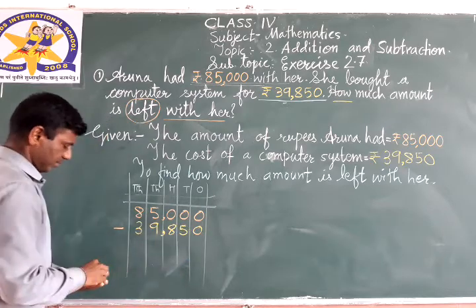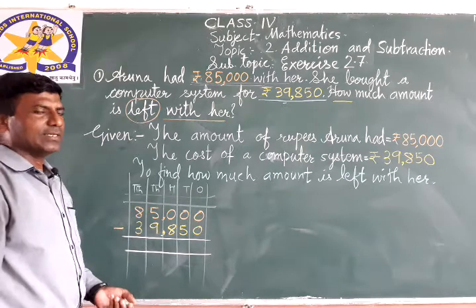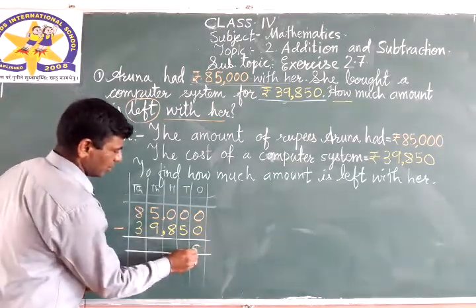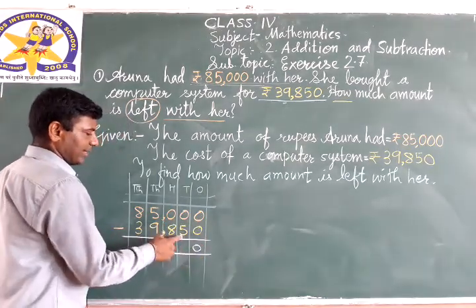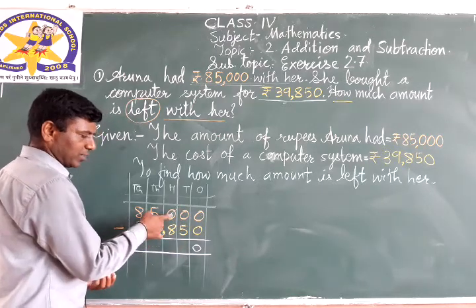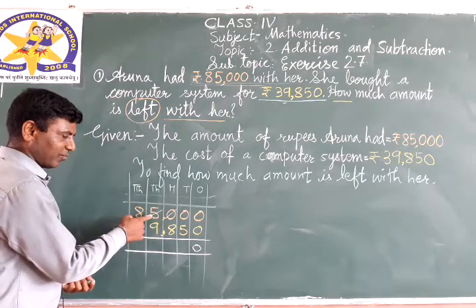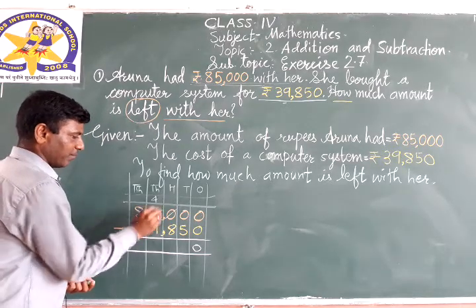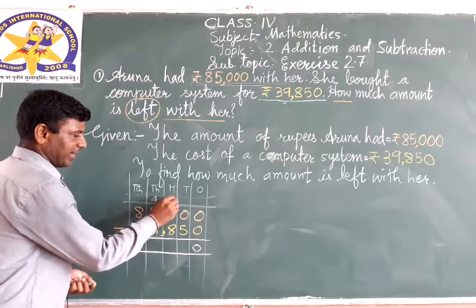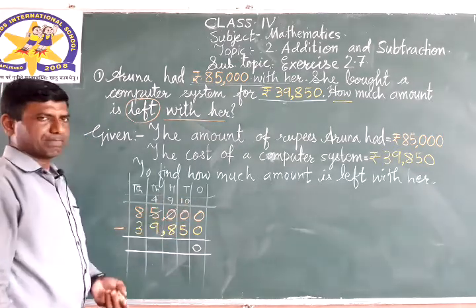39,850. Do subtraction. Which operation? Subtraction. 0, 0, 0. 0 minus 5 possible? No. Borrow from neighbor. Neighbor also doesn't have. He asked his neighbor. 5 becomes 4. This 0 becomes 9 and this 0 becomes 10.